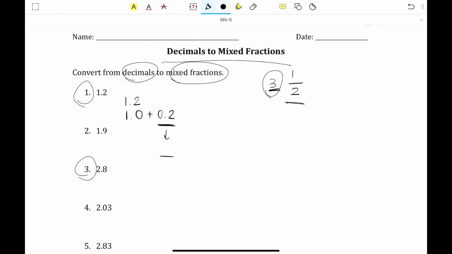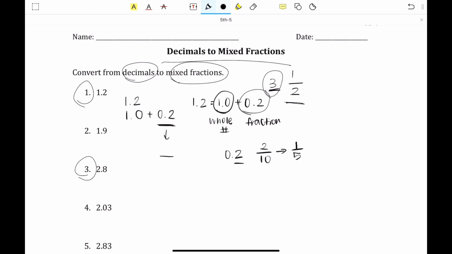So 1.2 basically makes up 1.0 and 0.2, in which the 1.0 will become a whole number, and your 0.2 will become a fraction. So let's convert 0.2 to a fraction. Last lesson we went over this. Since 2 is in your tenths place, this is just 2 over 10, and we're going to simplify this to equal 1/5. So this is our fraction, and we have our whole number, which is 1. So 1.2, written in mixed fraction form, is 1 and 1/5.